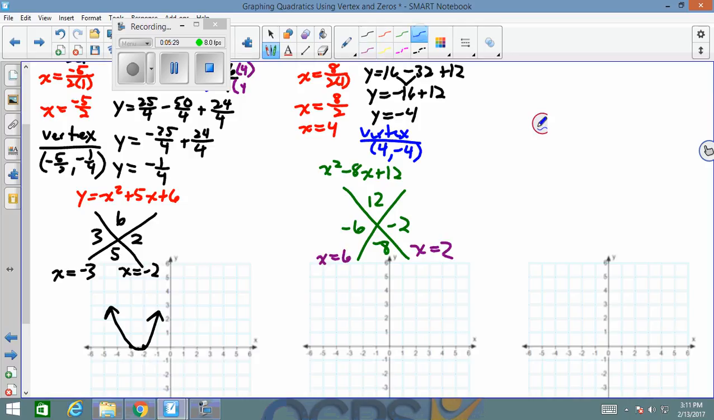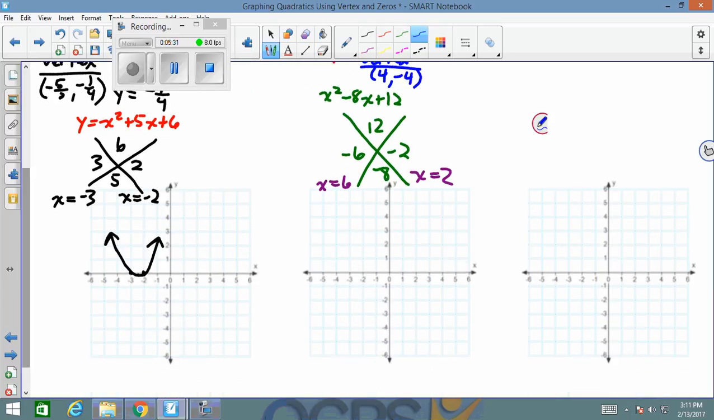So let's graph the points. We're going to graph the vertex first, 4, negative 4. So 1, 2, 3, 4, down to 4, it's right there. And now we're going to graph our zeros. One's at 6 on the x-axis, and one's at 2 on the x-axis. And then you just connect your dots from left to right, and it will form a U-shaped parabola like so.